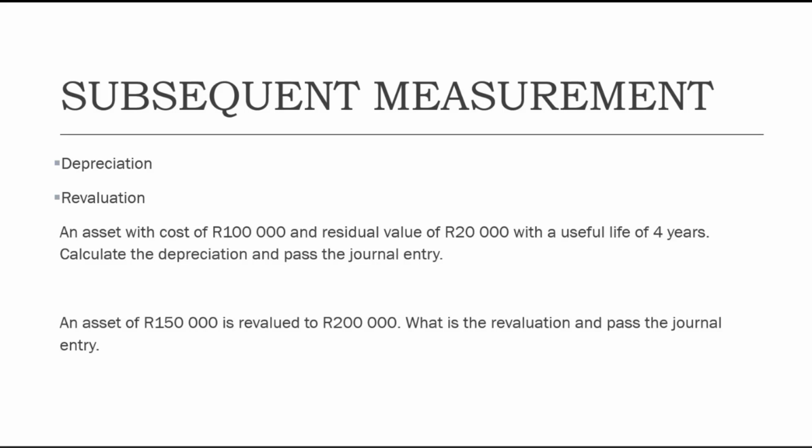Good. So let's do a little bit of an exercise. An asset with a cost of 100,000 and a residual value of 20,000 with a useful life of 4 years. Calculate the depreciation and pass the journal entry.